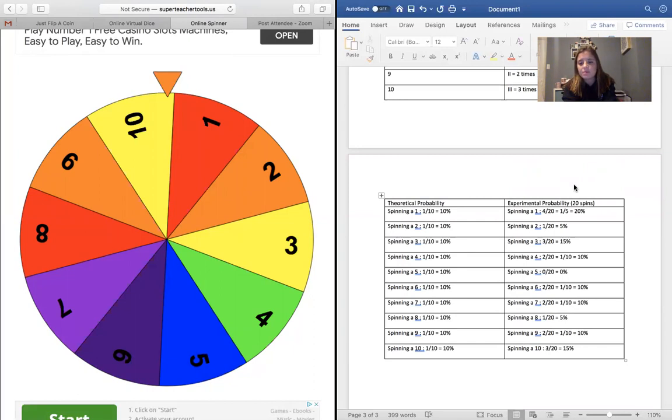Then your experimental probability is based off what you spun. I spun a 1 4 times. I spun it 20 times, so that means my experimental probability of a 1 was 4 out of 20, which reduces to 1/5, which as a percent is 20%. I spun a 2 1 time out of the total 20 spins, so it's 1 out of 20, and as a percent, that's 5%.